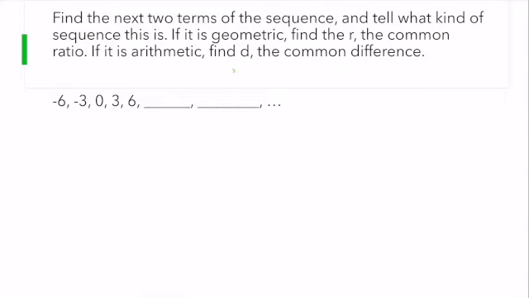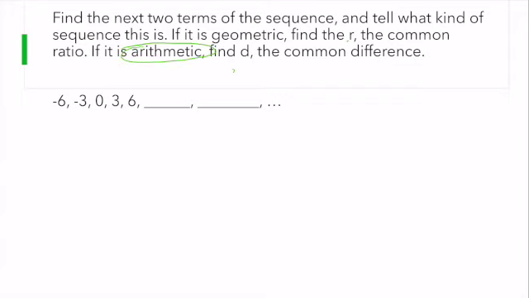Does it look like we're multiplying here? No, if we were multiplying for our ratio, negative 6 times a half would be negative 3. But then in order to get negative 3 to be 0, I have to multiply by 0. So that's not the same common ratio. So this is an arithmetic function.